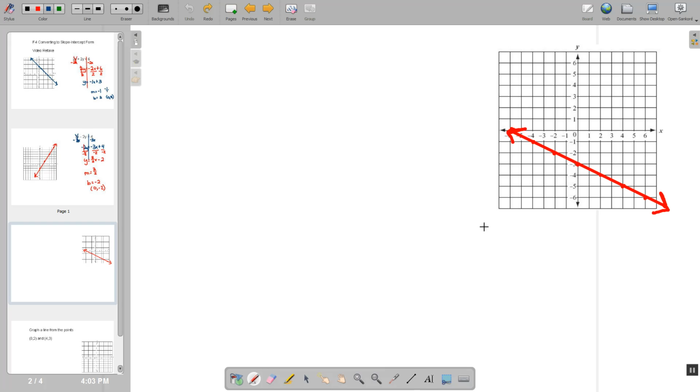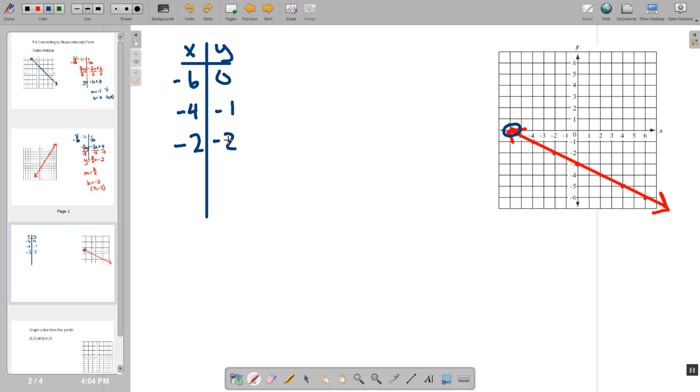The first thing when you're given a graph such as this is we want to find all of the ordered pairs that we possibly can from it to give us a good idea of what we're working with. From this, I see an ordered pair right there. That's negative 6, 0. I see one right there. That's negative 4, negative 1. I see that one. That's negative 2, negative 2. And I see one here, which is 0, negative 3.